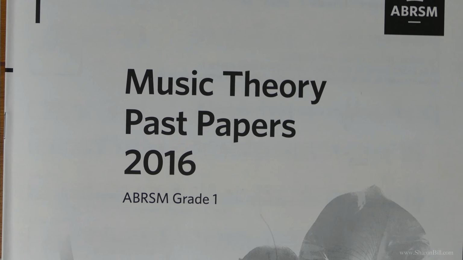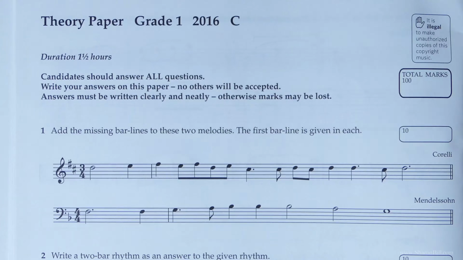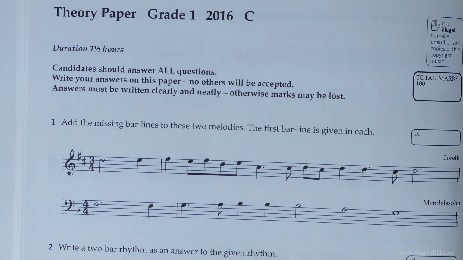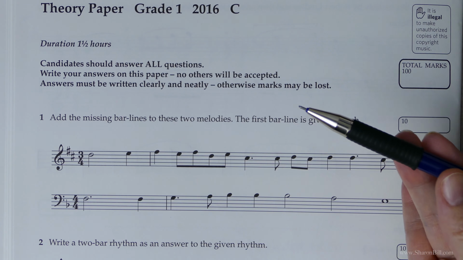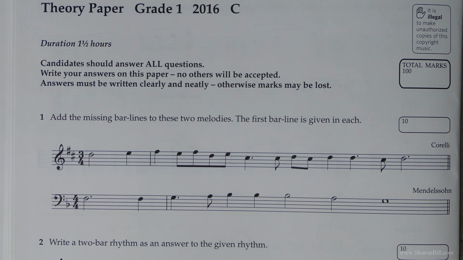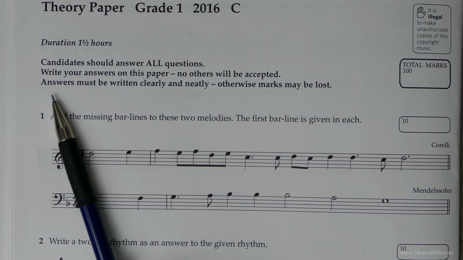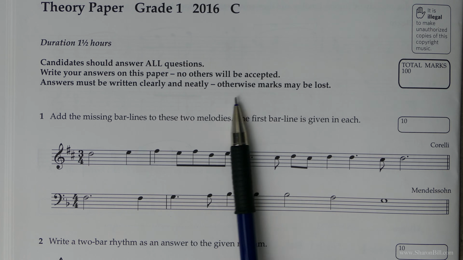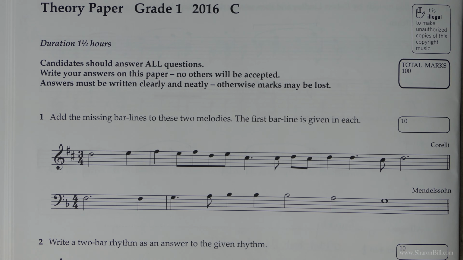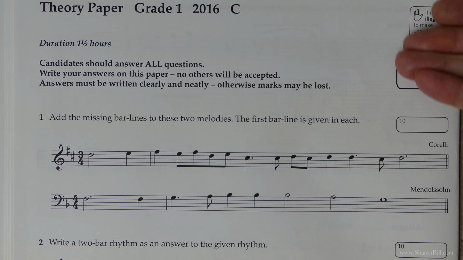And so now let's crack on, and we'll move to page 10, which is the beginning of Theory Paper Grade 1 C of the year 2016. So you must always write in pencil. Even for the actual exam, you need your ruler and an eraser, because if you notice it says answers must be written clearly and neatly, otherwise marks may be lost. So make sure you've got a couple of sharp pencils, or use a mechanical pencil, just so you know you're going to stay neat and tidy.